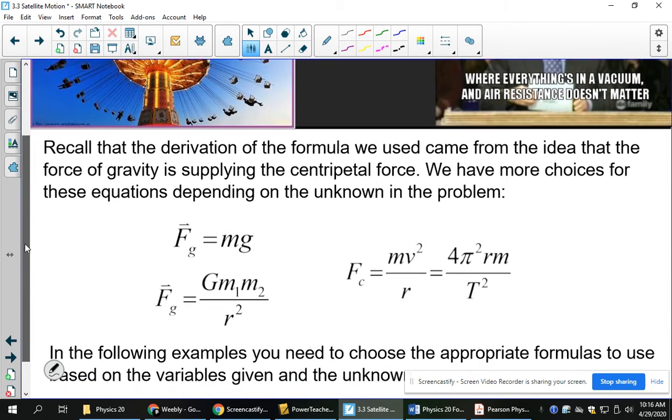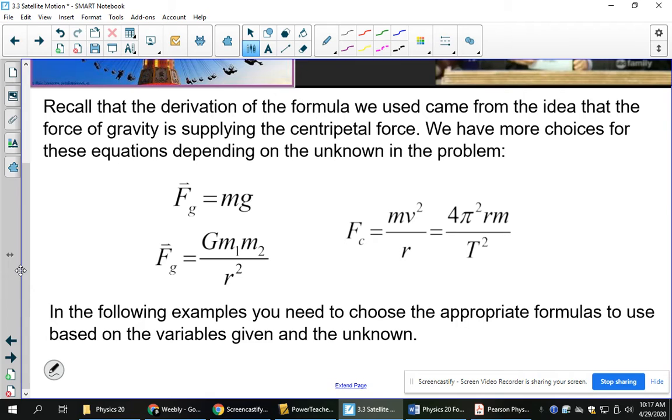So let's recall now that the derivation of the formula we used came from the idea that the force of gravity is supplying the centripetal force. That's what's keeping these satellites in a circle. We have more choices for these equations. There's more equations on your formula sheet. We have good old Fg equals mg for force gravity. We've also taken a look at this big equation where we figure out the force of gravity between two objects. We have the mass of one and the mass of the other and the distance separating those two objects.